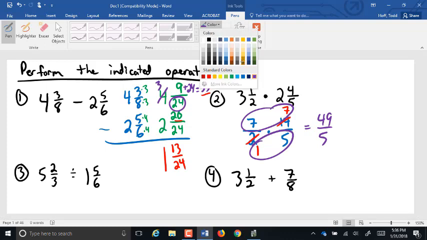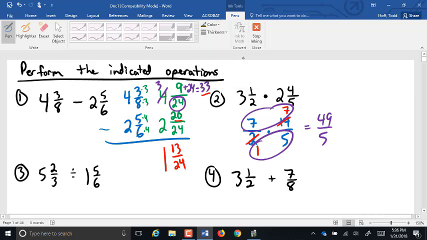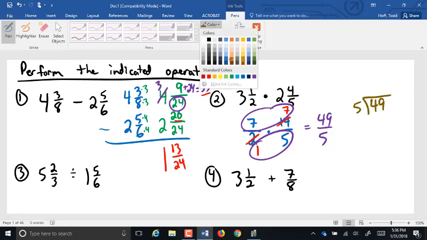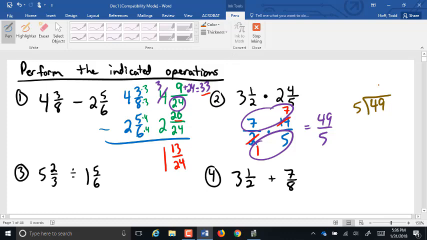And now we have the task of trying to reduce that into a mixed number. So it's just a division and a remainder. 49 divided by 5. 5 goes into 49 9 times. 9 times 5 is 45. There's 4 left over. So that is 9 4/5.